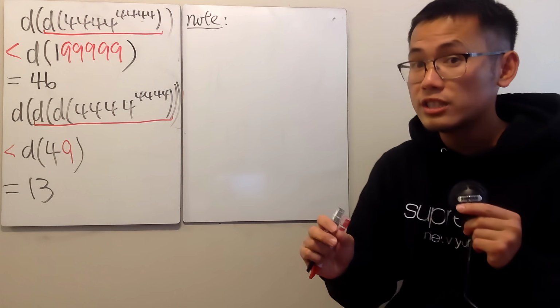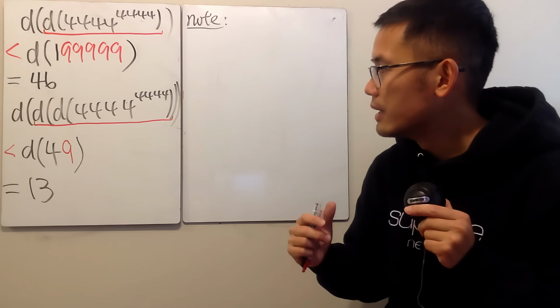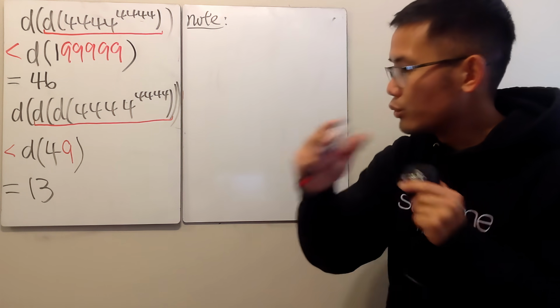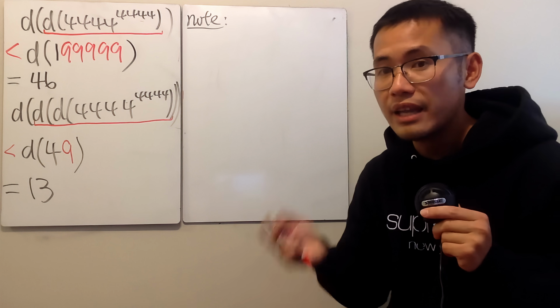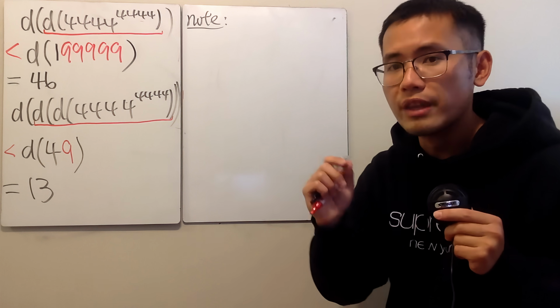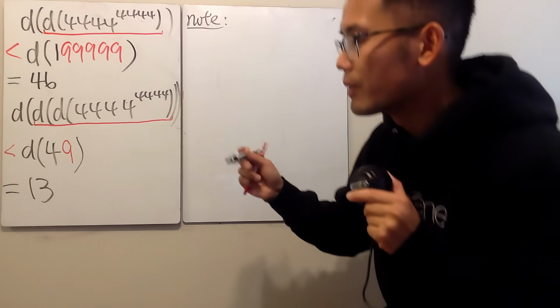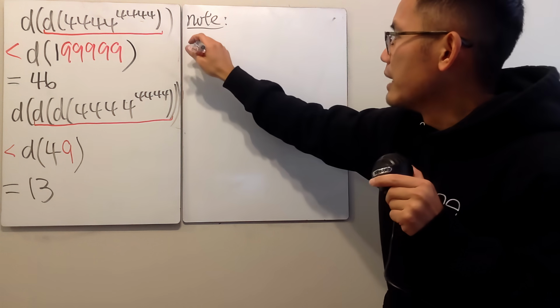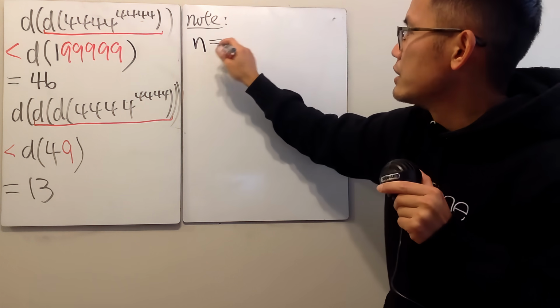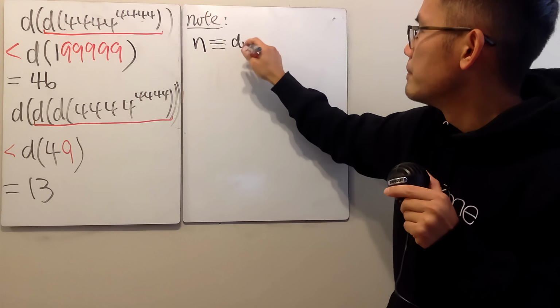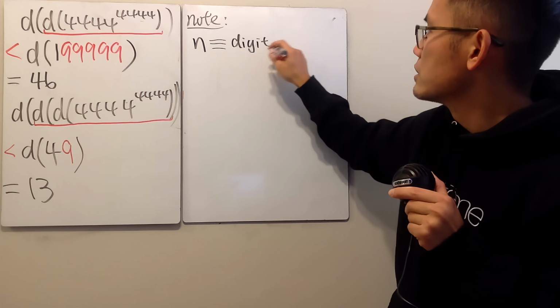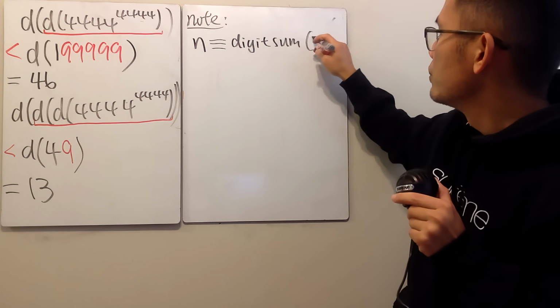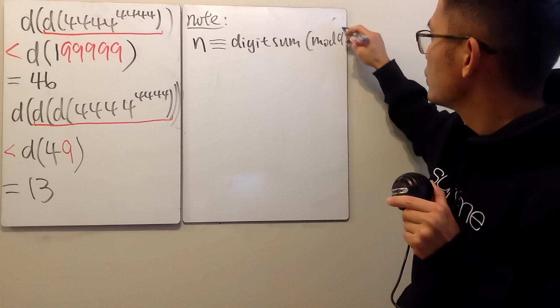One thing I will also let you guys know is that there's a really nice connection between the digit sum and when you look at the number and divide it by 9. That's how you check the divisibility of the number by 9, right? So, for example, if you have a number n, it is congruent to its digit sum, if you mod 9 to it.